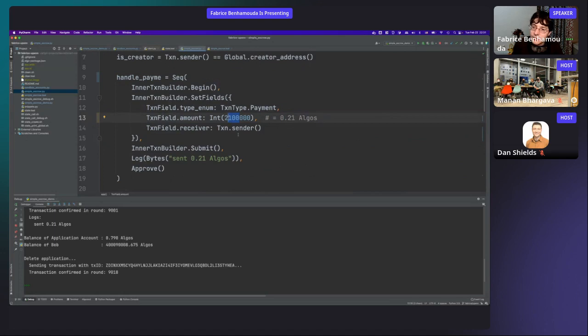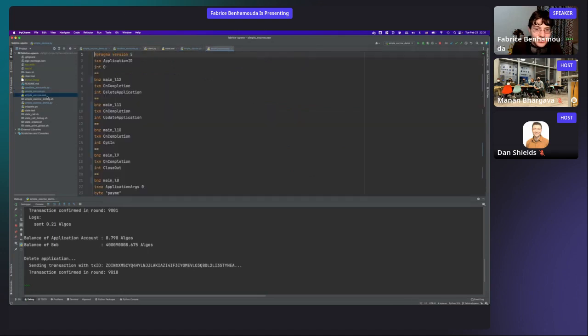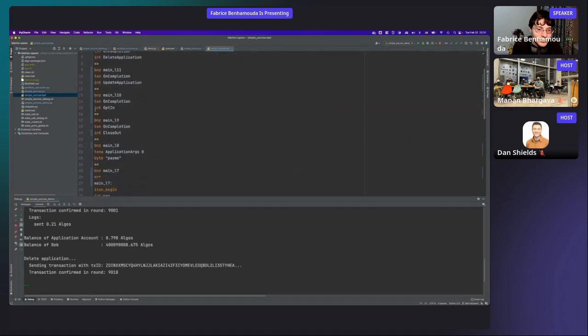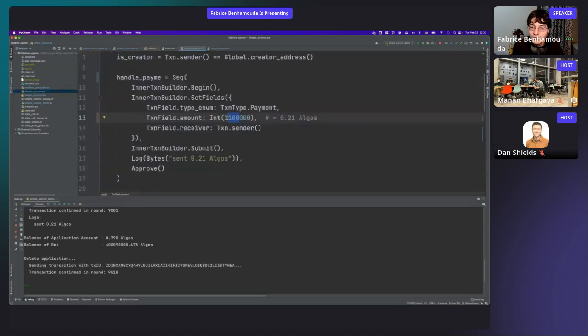Wait, I think there's a 1, 2, 0. Anyway, now I'm getting confused. There might be a 1, 0 too much. Okay, I don't know. I'm getting confused slightly here, but okay, ignore me. I thought it looked like 2.1 algo, not 0.21.